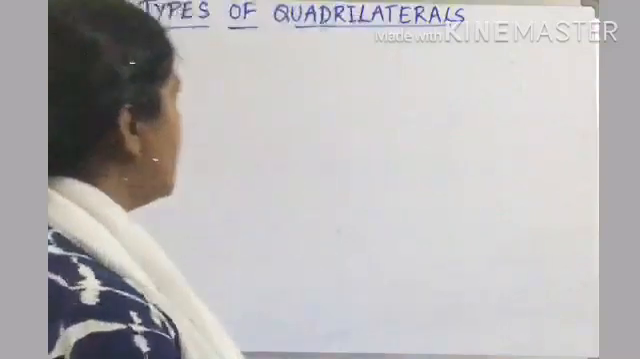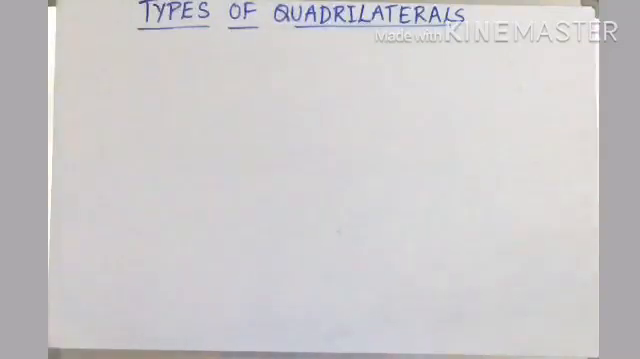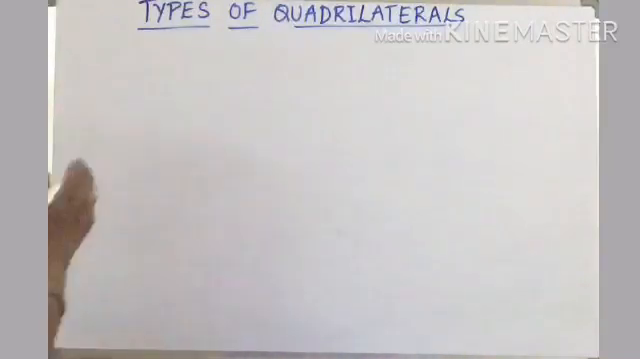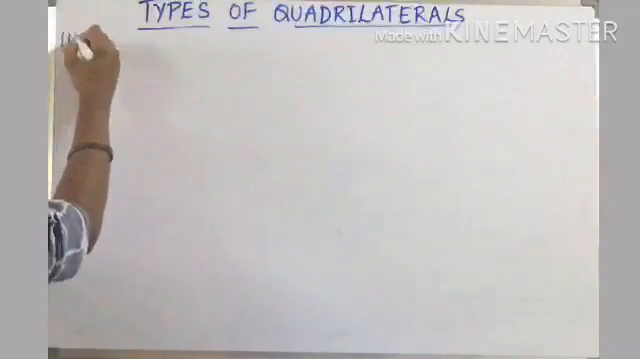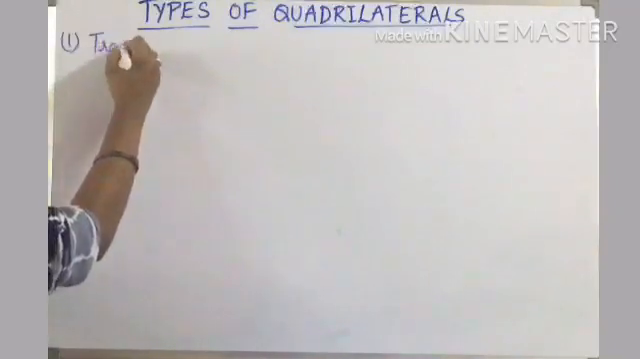In this video I am going to explain you types of quadrilaterals. In the last video I explained what a quadrilateral is, and you know a quadrilateral is a closed figure formed by 4 line segments. Now, first in types of quadrilateral, the first one we are going to discuss is the trapezium.